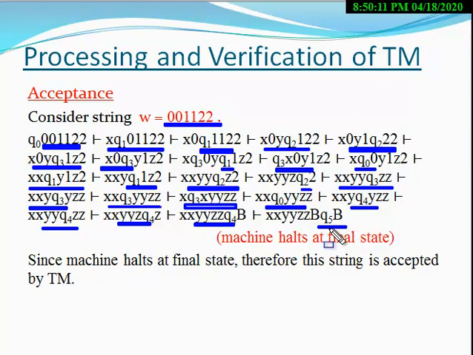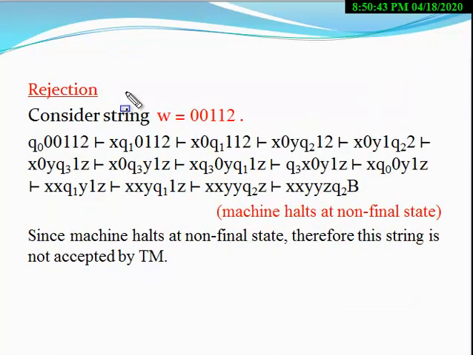Okay, so since the machine halts at the final state, it means this string is accepted by the Turing machine, right? So clearly this string belongs to the set, therefore this is accepted by the Turing machine. So this is the acceptance part. Now we come to the rejection part.